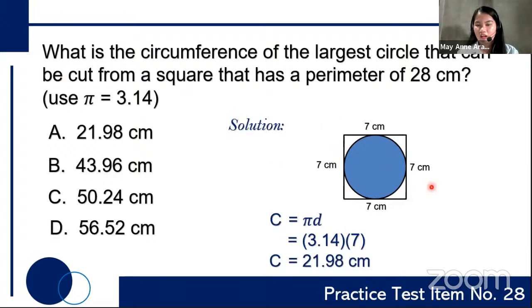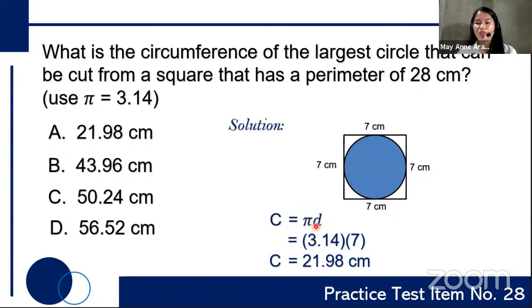So, it could be cut, meaning the circle is inscribed in the square. From that, diba, the perimeter of a square is just 4S. So the length of each side of the square is 7 centimeters because 28 divided by 4 is 7. And see here that 7 is the diameter of the circle, diba? The length of the side of the square.